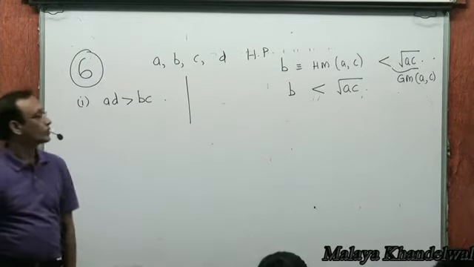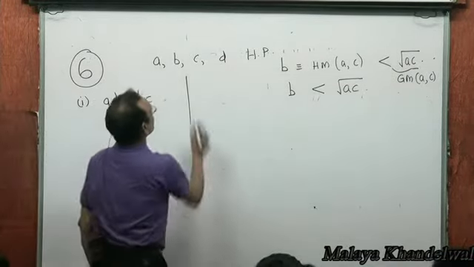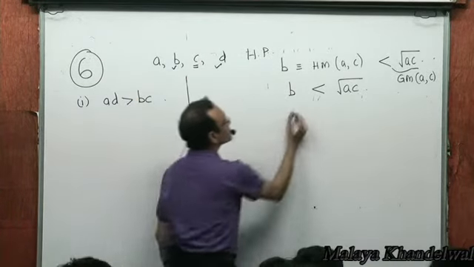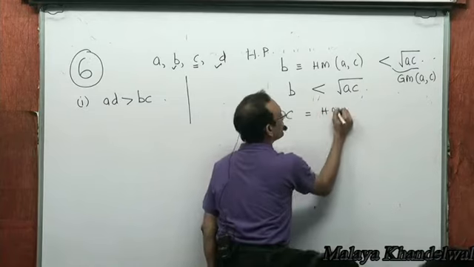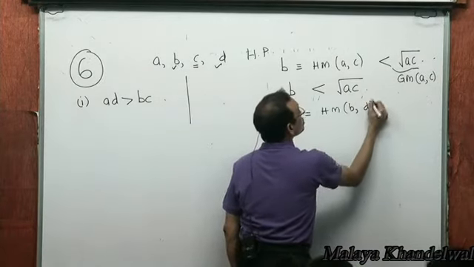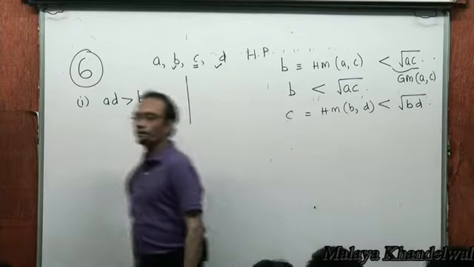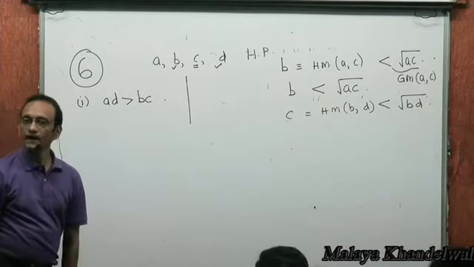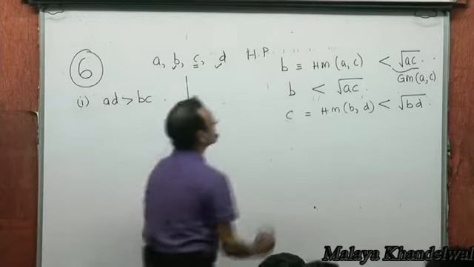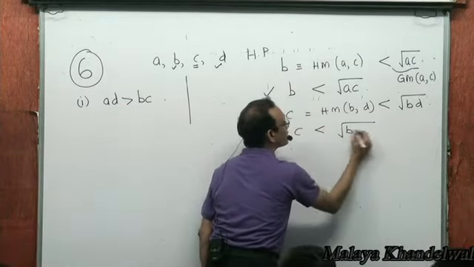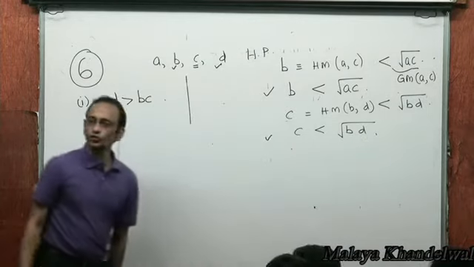Now, C is the harmonic mean between B and D, which is obviously less than the geometric mean between B and D. So C is less than root BD.